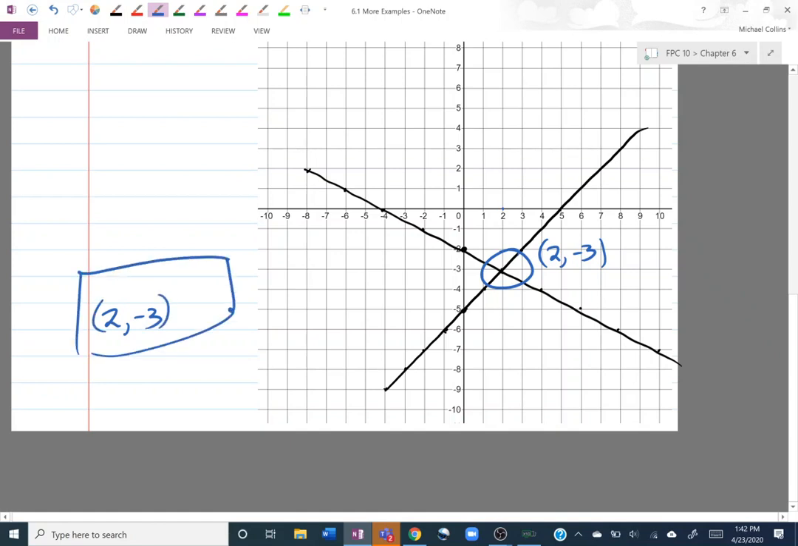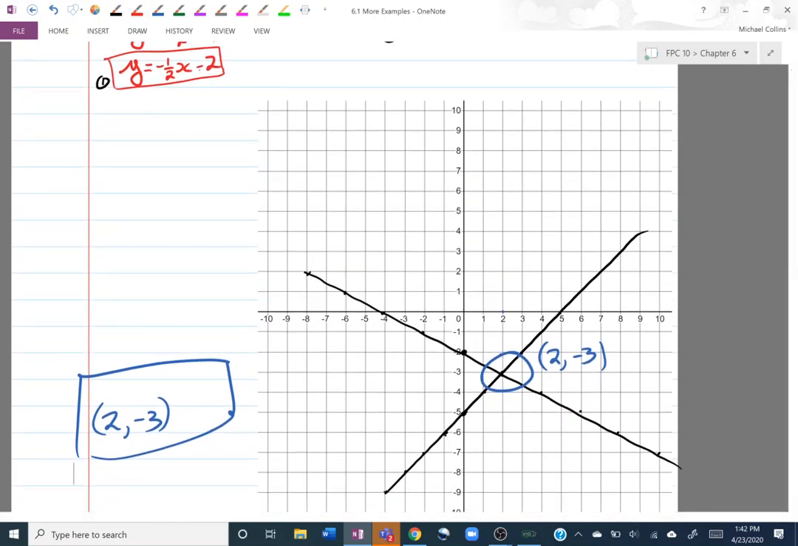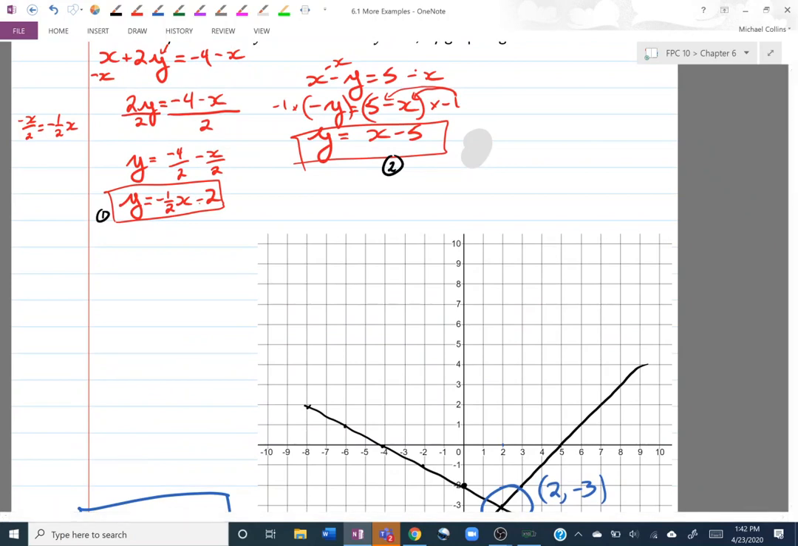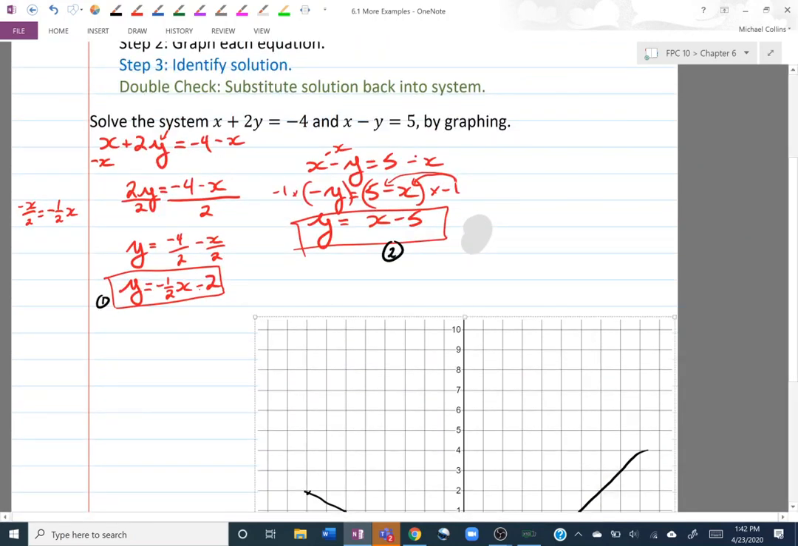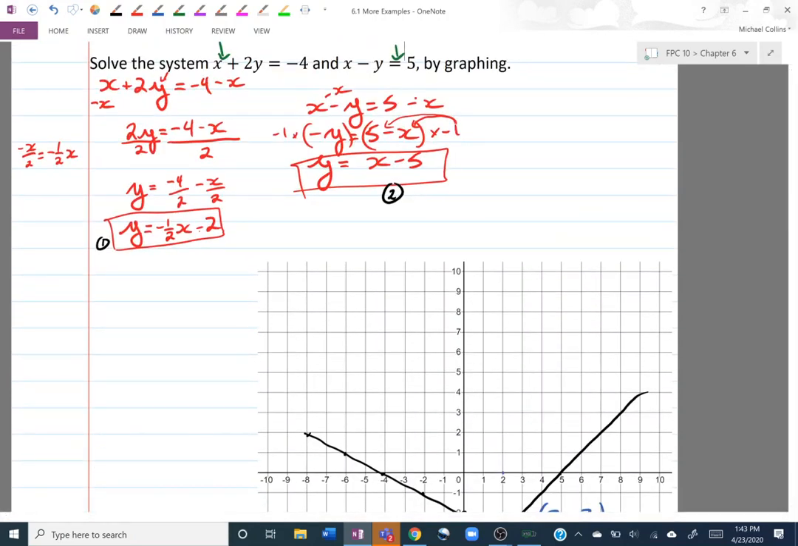What I want to do is make sure that this is a solution, so I can take this and substitute it back into either of my equations. Notice how in the red I've done a bunch of algebra, and I don't know if I've made a mistake there. My mistake could have been there, so it's not worth substituting it in there. What I'm going to do is go back to my very original equations and see if 2, negative 3 is a solution.